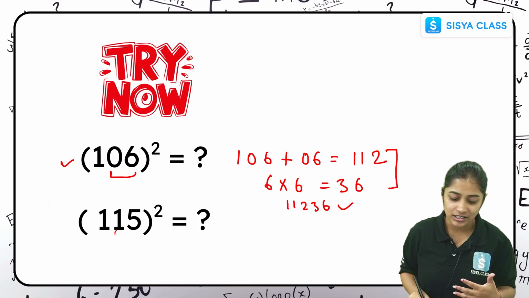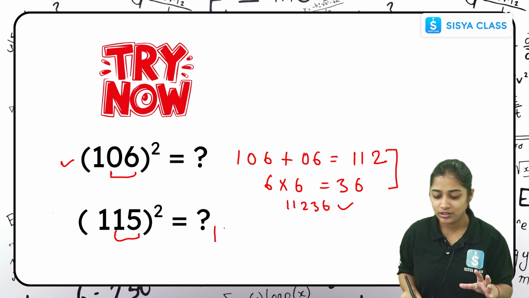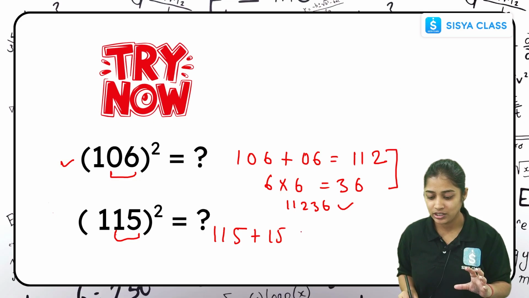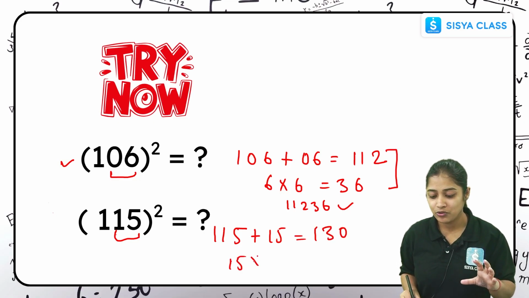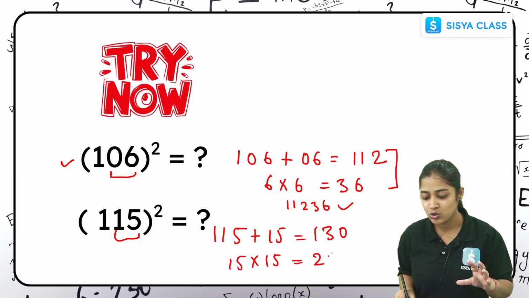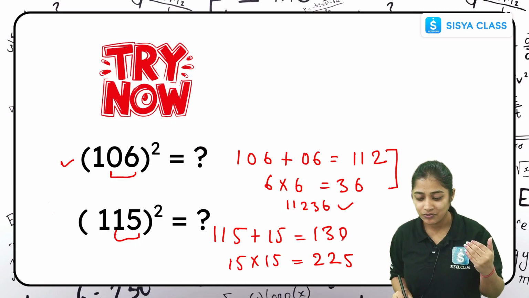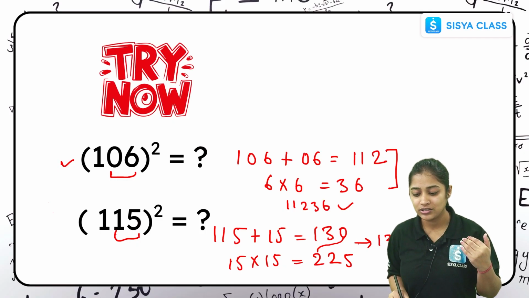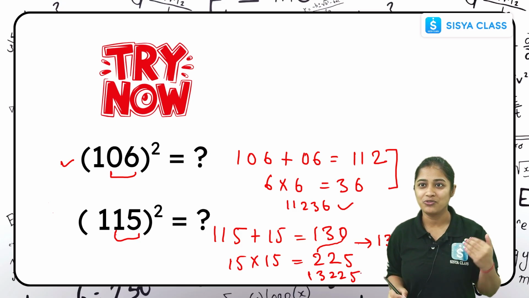Now the second case, where the last two digits are greater than 10, right? So again, you will write your number here, 115, and you will add the last two digits, that is 15 here. So your answer is 130. Now you will multiply 15 with 15. So here your second answer is 225. Now in your first answer, you will add the last digit with the first digit of the second answer. So your final answer here is 13225. So 13225, this is your final answer.